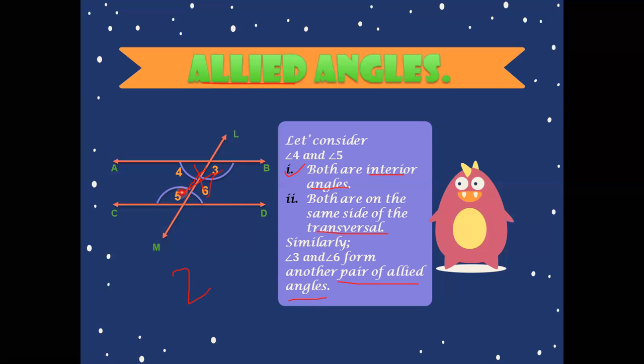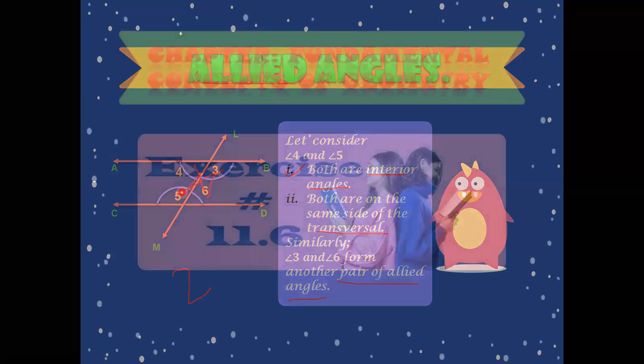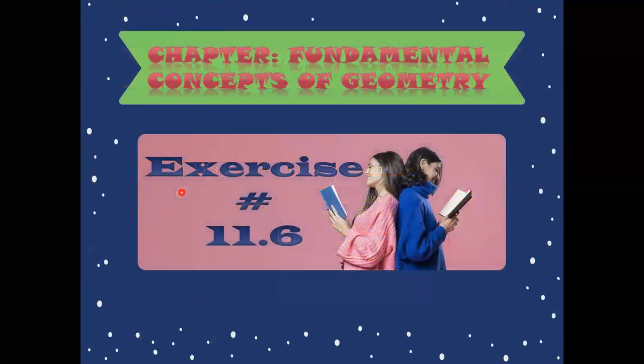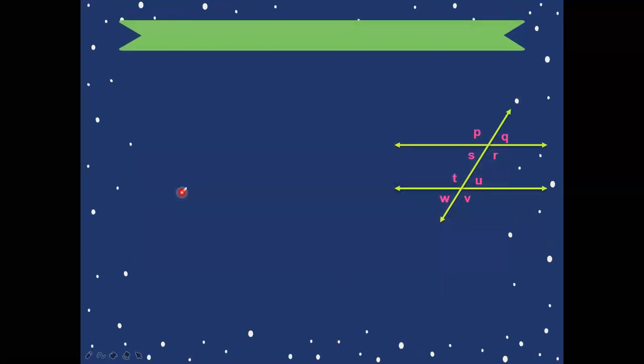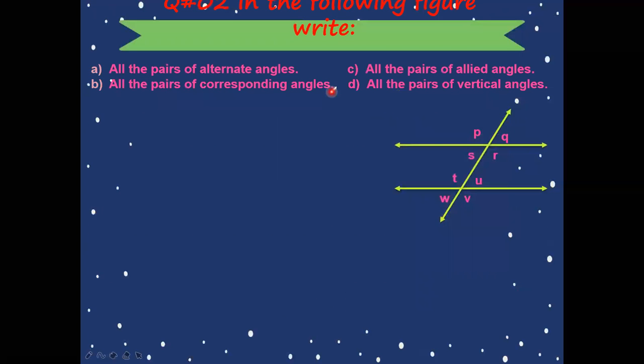Now we are going to start exercise number 11.6. As you know, in the previous lecture we completed exercise number 11.5 and now we are going to start exercise number 11.6. What you have to do in 11.6 is that you have a question: in the following figure, write. What you have to write? Number 1 is all the pairs of alternate angles. Now which figure? This figure.